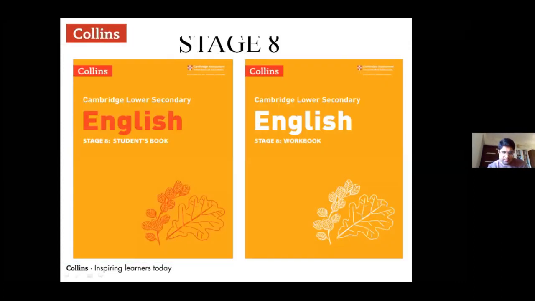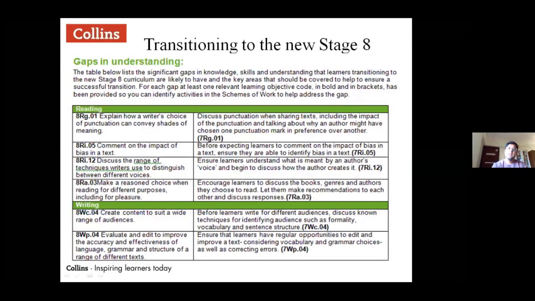Moving on to stage 8, students book and workbook, as I mentioned earlier. Now, these are the gaps in the transition. In stage 8, you will have a lot of focus on punctuation, writer's choice, writers conveying meanings, and a wide range of techniques that the writers use. When we're talking about techniques, there are certain things that learners should know by the end of stage 7, by the end of stage 6. A wide range of literary devices, appropriate measures, how to use the figures of speech, or at least identify, recognize figures of speech and comment on the impact of the figures of speech.